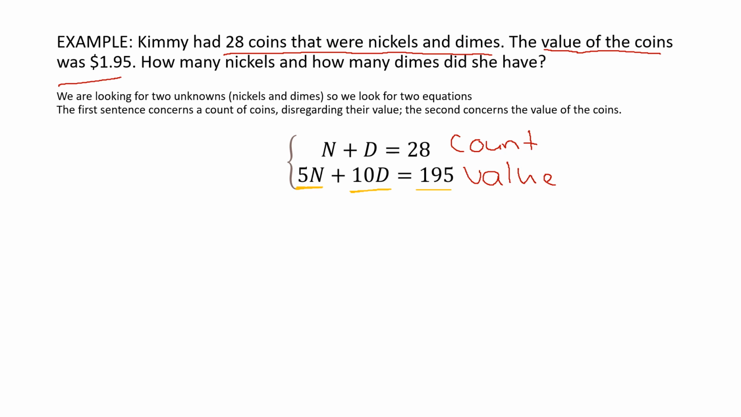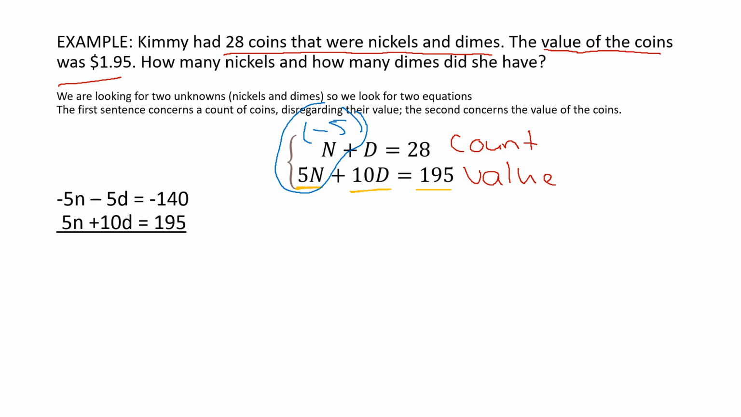Personally, I like elimination better. I think it's quicker, and in this problem, I think it will be easier. So what I'm going to do is multiply my top equation by -5 to eliminate my nickels. Okay, I'm going to choose to do it this way. You could do it however you want.